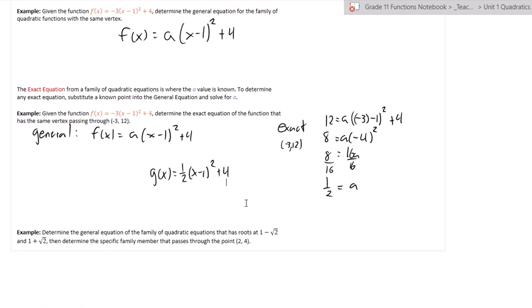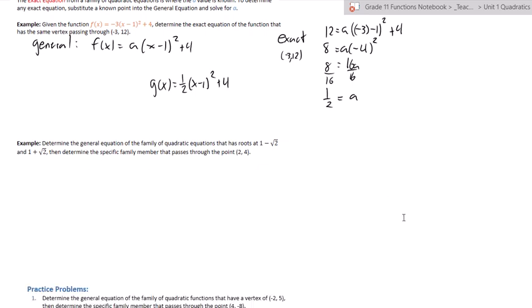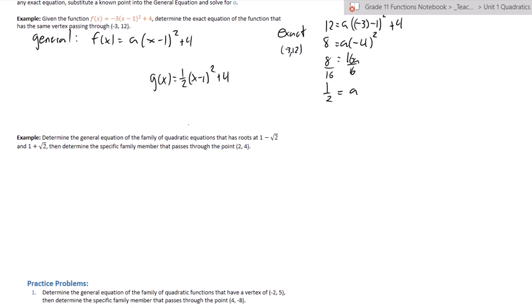In the next example, we have our roots. But in this case, roots are a little bit different here. So we want to determine the general equation of the family of quadratic equations that has roots at 1 minus root 2 and 1 plus root 2. Then determine the specific family member that passes through the point 2, 4.